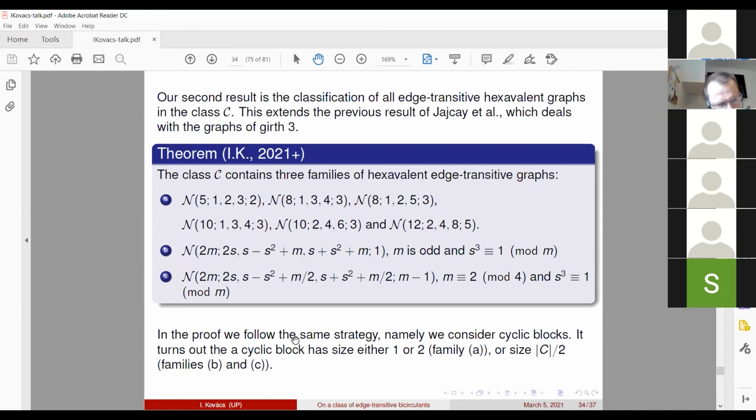And actually, I just want to comment that in the proof I follow the same strategy, namely considering cyclic blocks also in this case. It turns out that the cyclic block has size either 1 or 2. And if the cyclic block is 1 or 2, then you have the sporadic examples. Otherwise, the cyclic block is half of the order of the cyclic group. And then you have the families, and this leads to families A and B. If n is odd, then you don't have this. So the n even case is somehow, in some sense, more complicated.